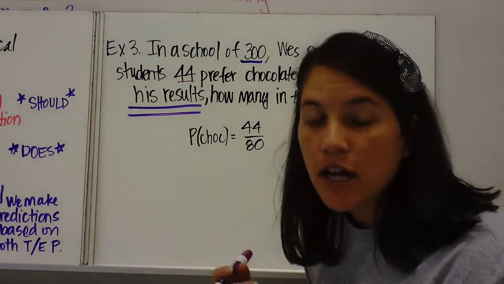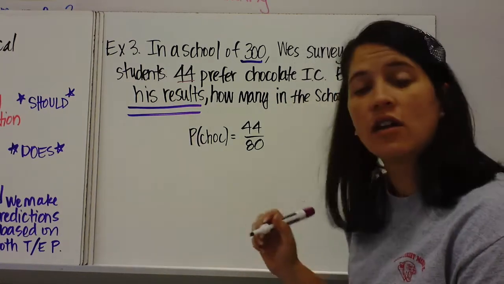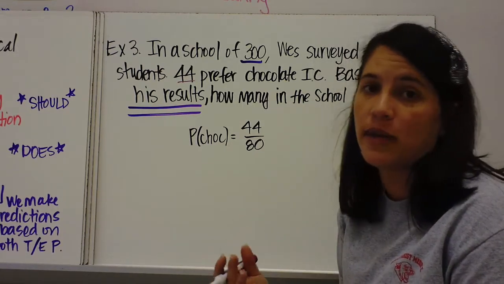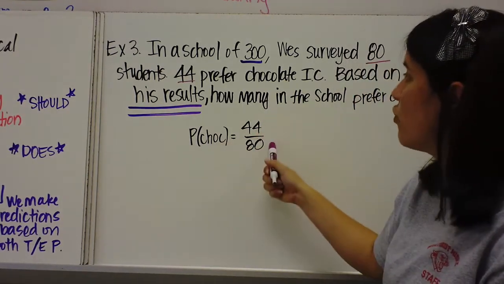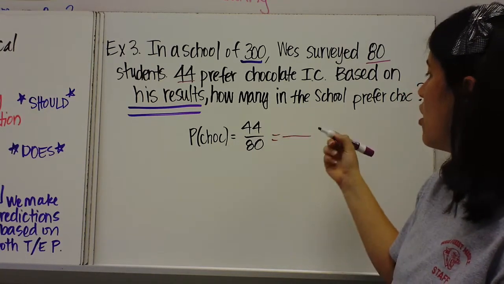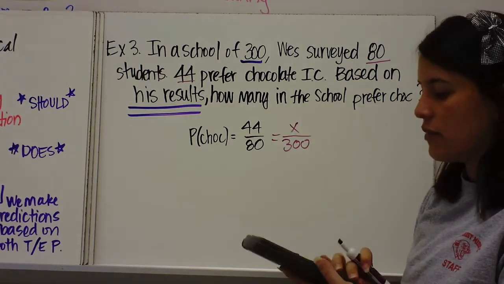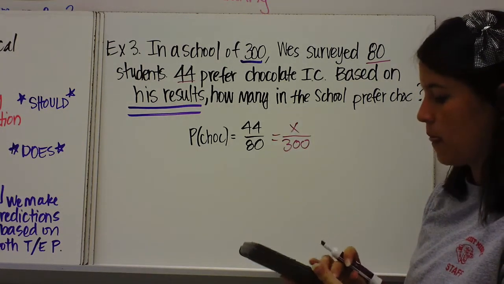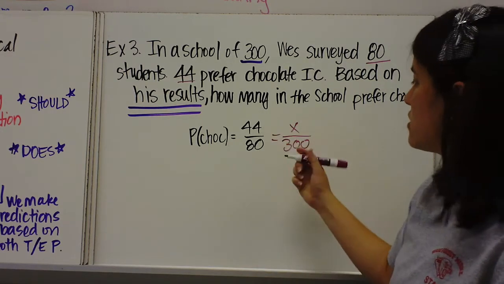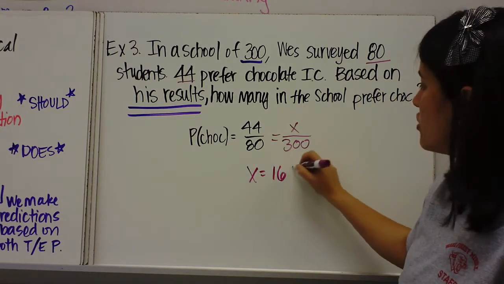So this problem doesn't tell you based on theoretical or experimental. You have to figure that out from his results. His results mean experimental, basically his experiment, his survey. So 44 out of 80 prefer chocolate, but we want to know out of 300. So you set up this proportion, and then you are going to cross multiply and divide, and we get 165.